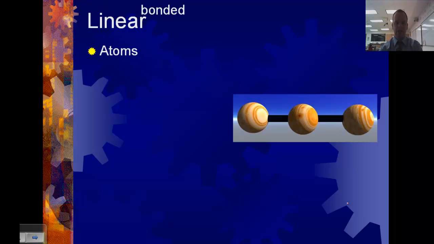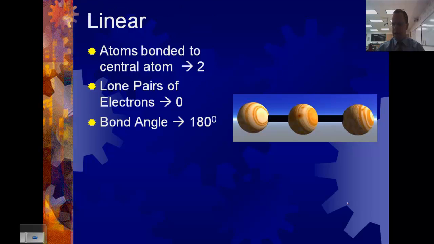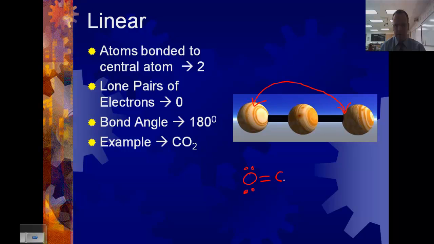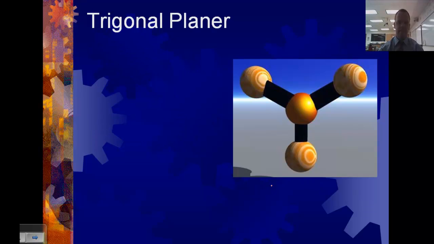The first shape is linear, or a straight line. This has 2 atoms bonded to the central atom, no lone pairs on the central atom, creating a bond angle of 180 degrees. The bond angle is the angle between adjacent atoms. So here we have a full 180 degrees. An example of this would be CO2. If we take the dot structure of CO2, you'll see there are 2 things bonded to carbon, 2 oxygens, no lone pairs on carbon, meaning this is a linear molecule.